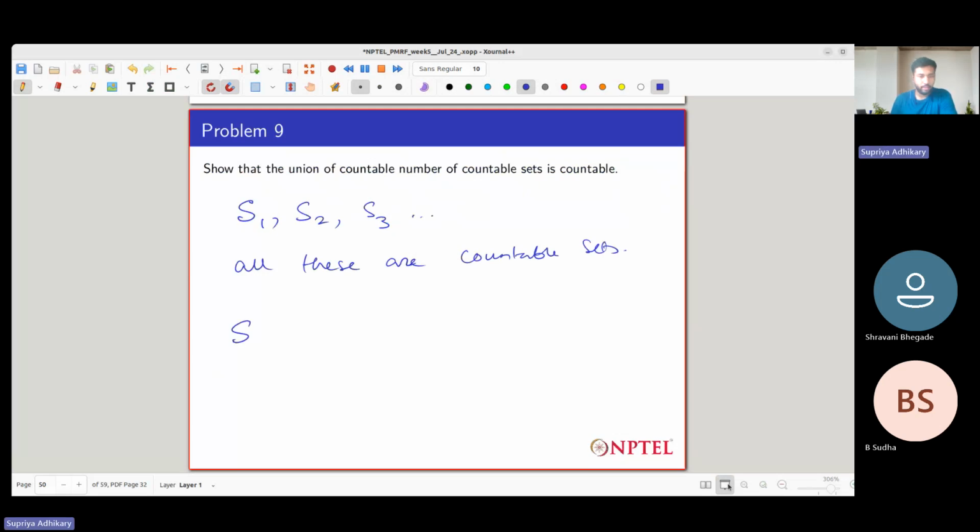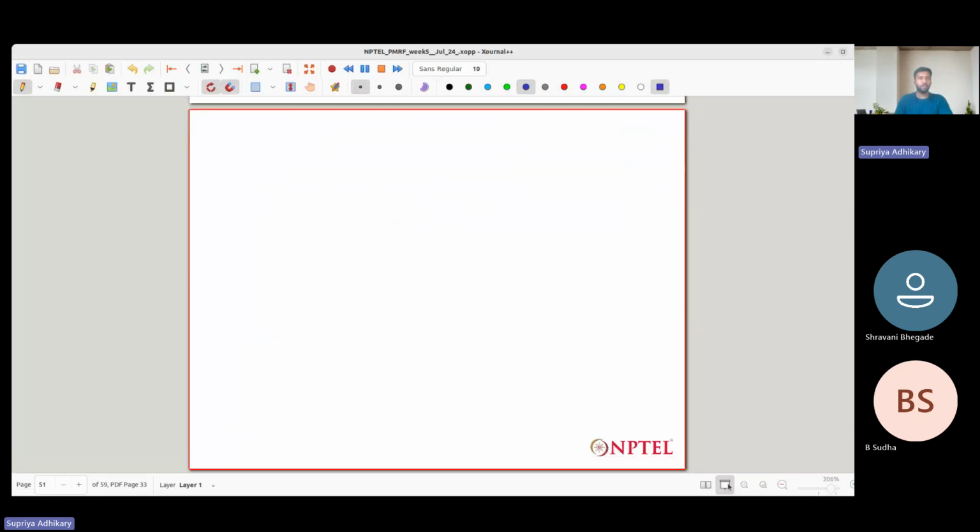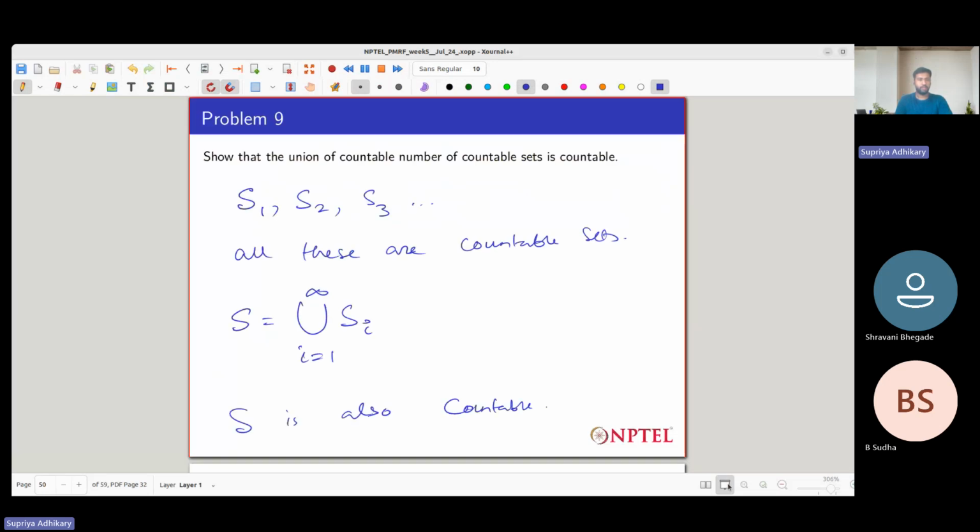Now we take the countable union, that is, we are just taking the union of all these countable, infinite sets. Now we have to prove that this S is again a countable set. So basically, we have to find the proper sequencing of all these elements in S1, S2, S3, and so on.